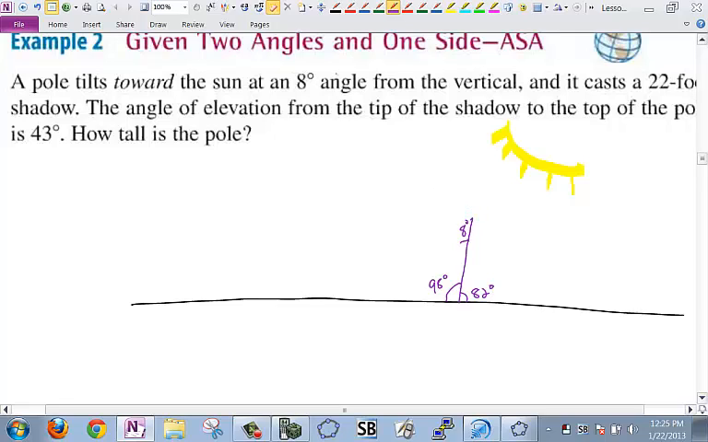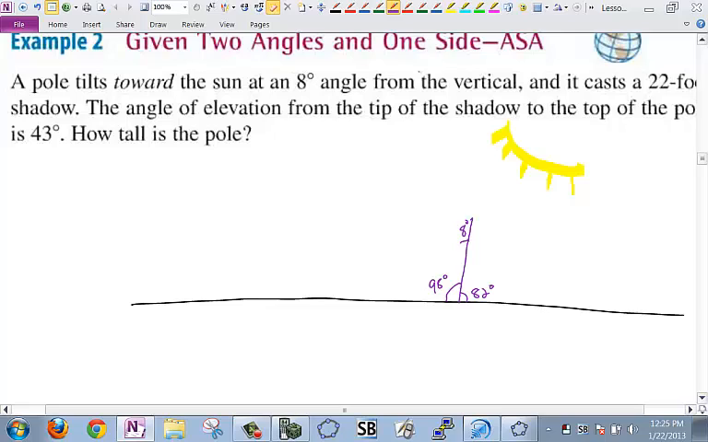It says it makes an angle of 8 degrees from the vertical. Oh, I could have totally drawn the sun on the other half, right? Sure. But then your pole's going to be tilted that way. Well, that's really steep. So if this is the ground, your pole's tilted towards the sun. This is your 8 degrees now. This right here is your 98. Now the shadow's going to be over here.